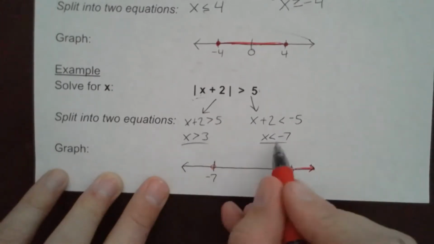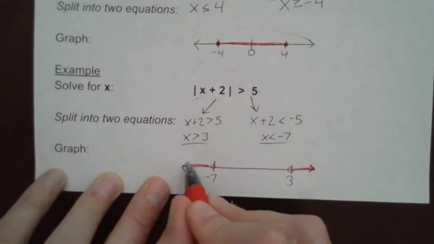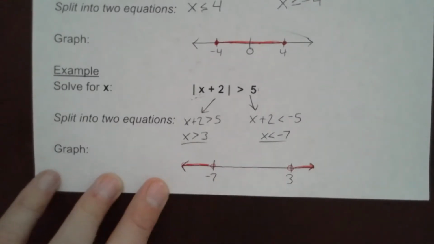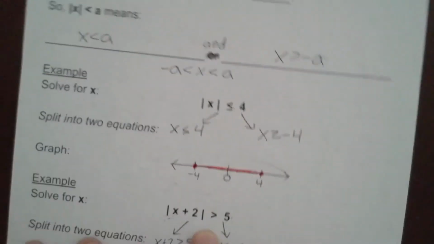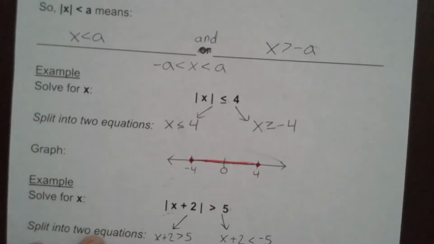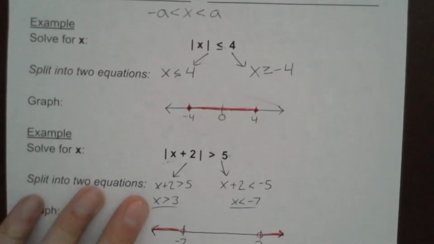And we're less than -7, so again we're going outwards. Now we have two separate parts to our solution set. That's because now we want our distance to be greater than 5 rather than less than something. That's the difference there, and that's why our graphs look different.